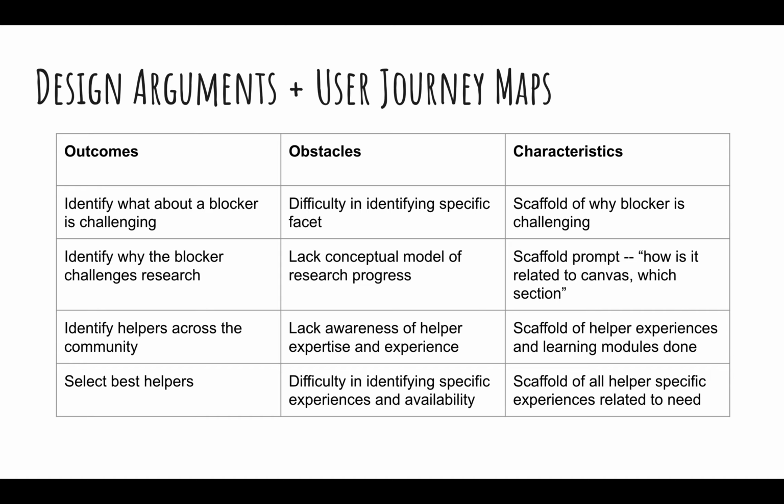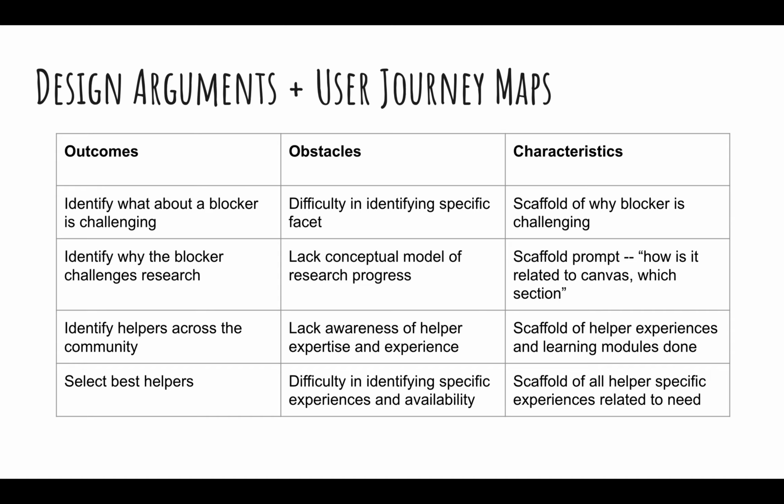If they're able to map to their canvas and have a conceptual mapping of what exactly they need to do, they're able to prioritize their needs a lot better and specifically identify exactly what about it is challenging them from making progress. In identifying helpers, users should be able to firstly identify helpers across the community.